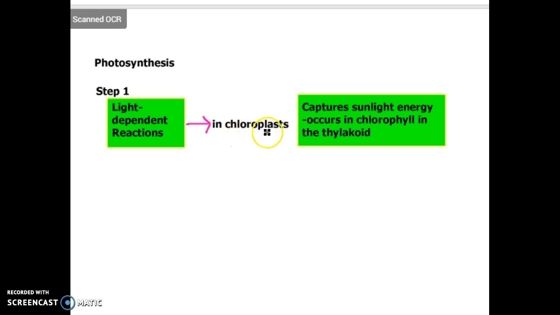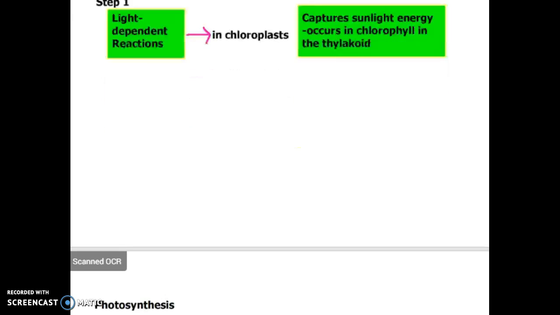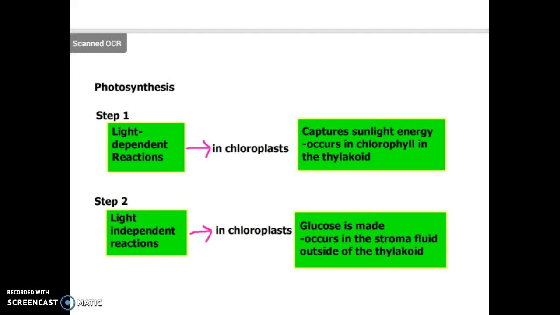And of course this happens in the chloroplast. We said specifically in that thylakoid membrane. Remember the thylakoid, or the little green pancake shaped things we talked about last week. So light-dependent reactions are all about capturing the energy from the sun.